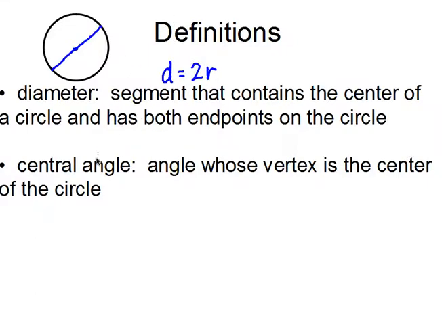Then there's also a thing called a central angle. These are angles whose vertex is the center of the circle. So I'm going to draw it in orange up here. So here is a central angle with the vertex on the center. And it just so happens that the measure of a central angle in degrees is the same as the measure of the arc in degrees.